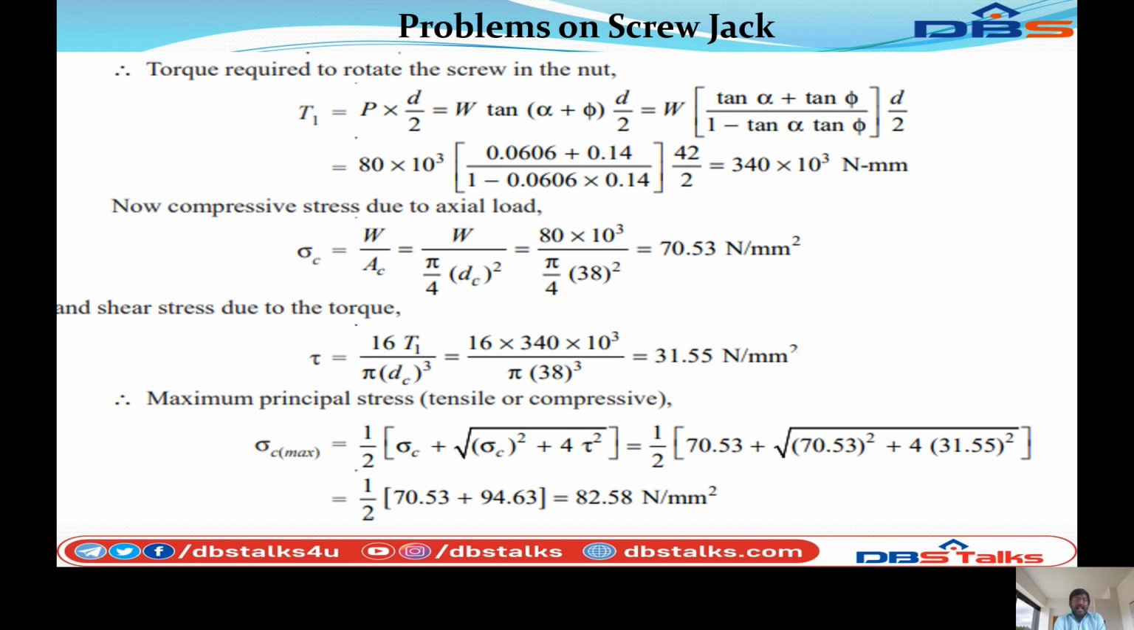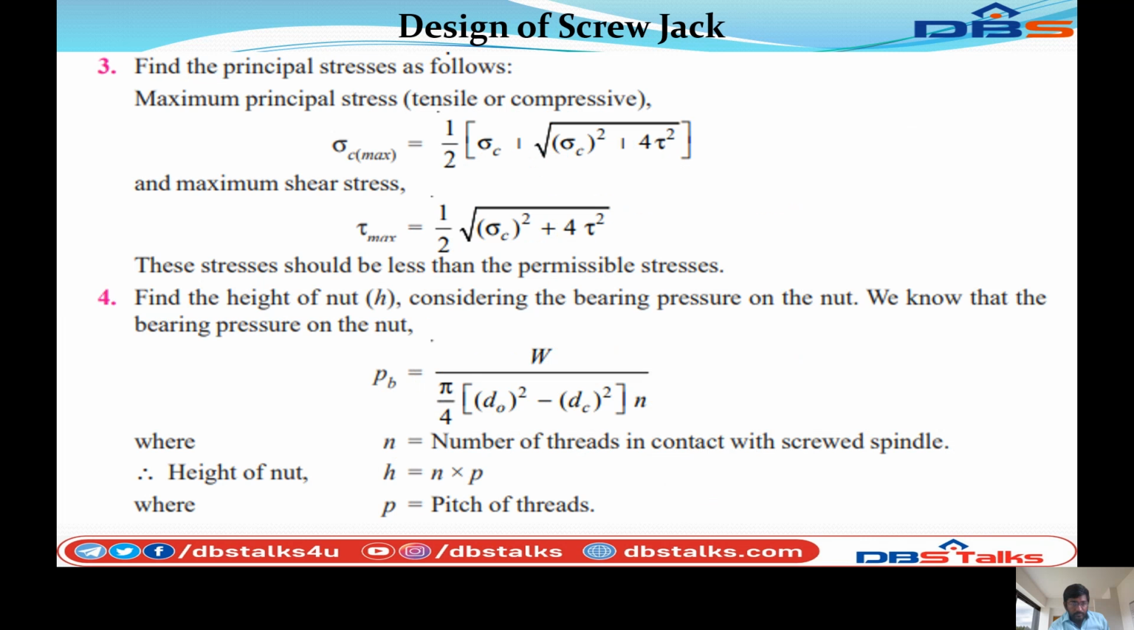So therefore maximum principal stresses, compressive or tensile. So sigma C max is equal to 1 by 2 into sigma C plus square root of sigma C whole square plus 4 tau square. So this formula is already seen in the design procedure of the screw jack. This formula is taken into the problem.